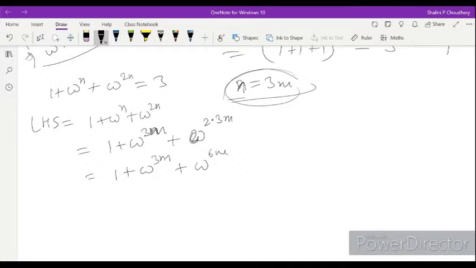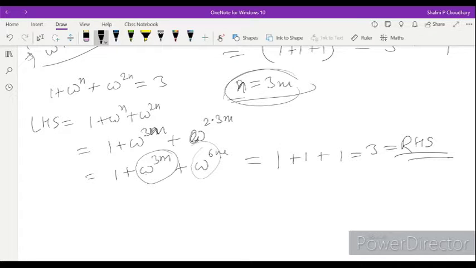Any multiple of 3 in the power, it will be 1. So omega cube is equal to 1, so 1 to the power m will be equal to 1, so plus 1. Again omega cube is equal to 1 and 1 to the power 2m will be equal to 1, so it will be equal to 3, that is equal to RHS, hence proved.